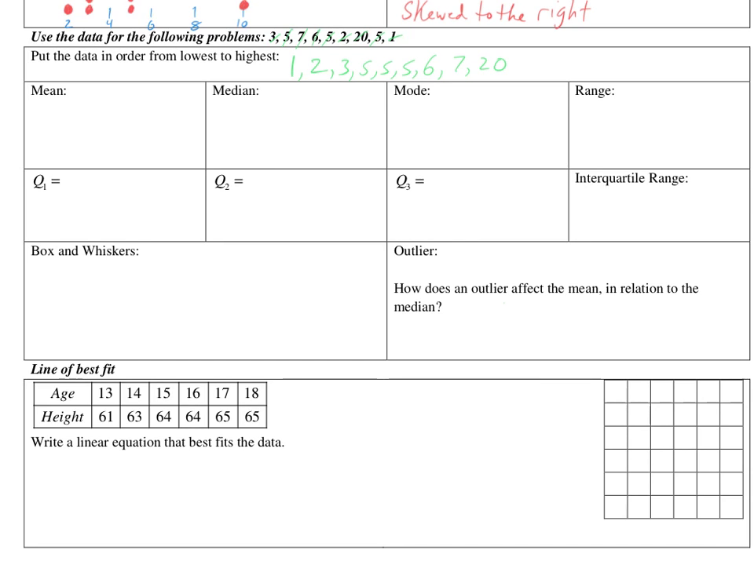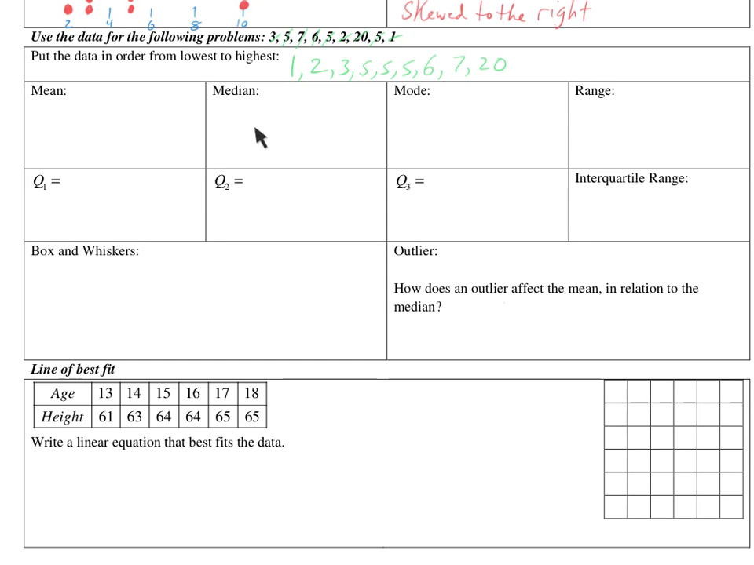Let's double check. How many numbers do I have? It looks like I have 1, 2, 3, 4, 5, 6, 7, 8, 9. Let's count here. 1, 2, 3, 4, 5, 6, 7, 8, 9. So I have 9 numbers to start with. I have 9 numbers to end. I now have them in order. That is how everything starts. You have to start by putting them in order.